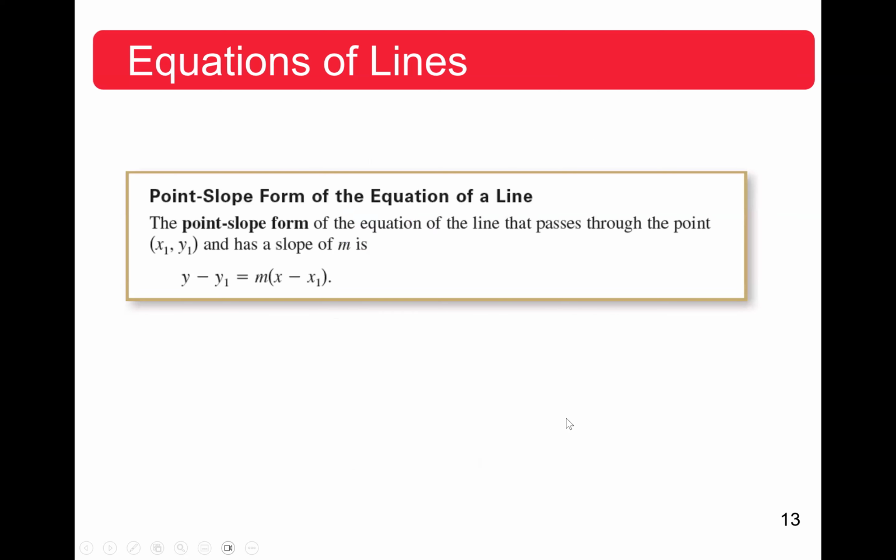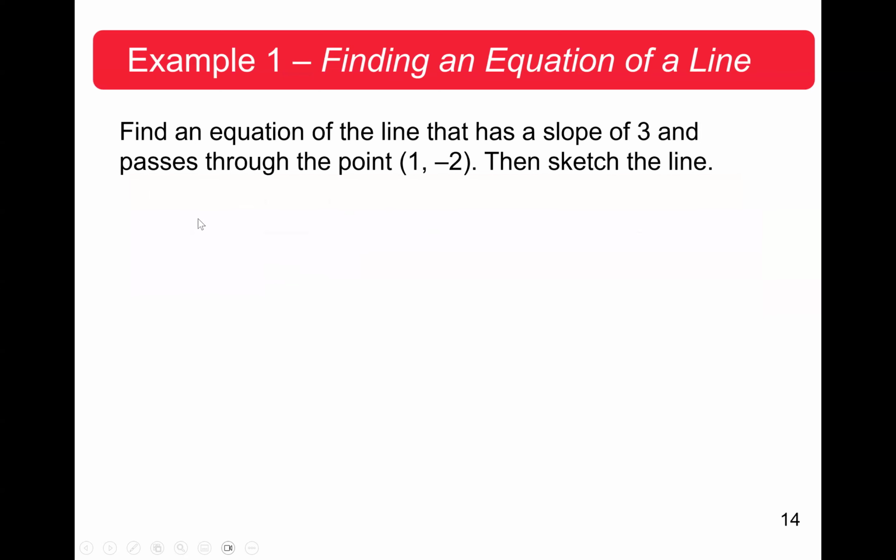So again, the point slope form of an equation of a line is y minus y1 equal to m times x minus x1. Normally, a point will be given to us, which is y1 and x1, and also a slope will be given to us. If a slope is not given to us, then 2 points will be given to us to find the slope. So that's a good example here.